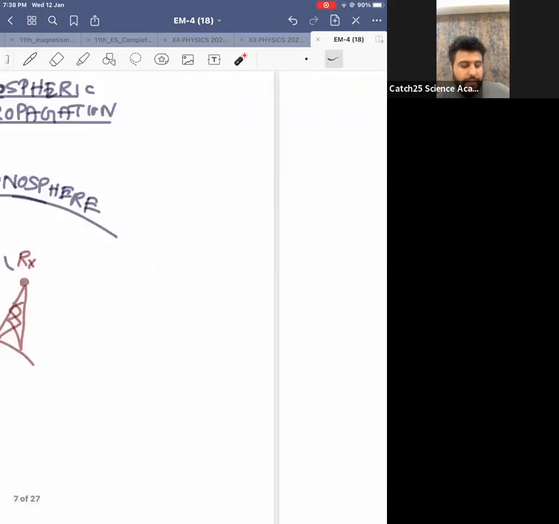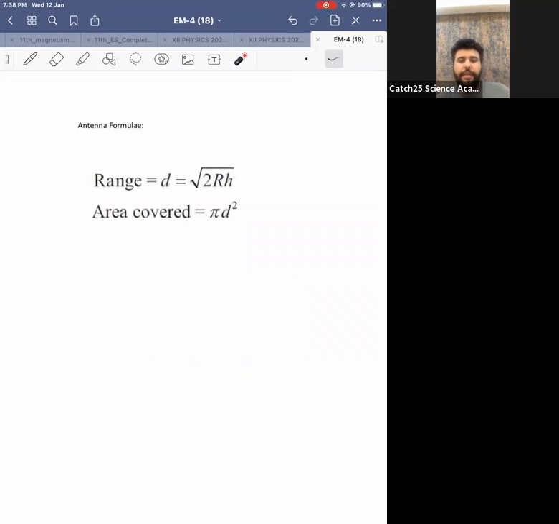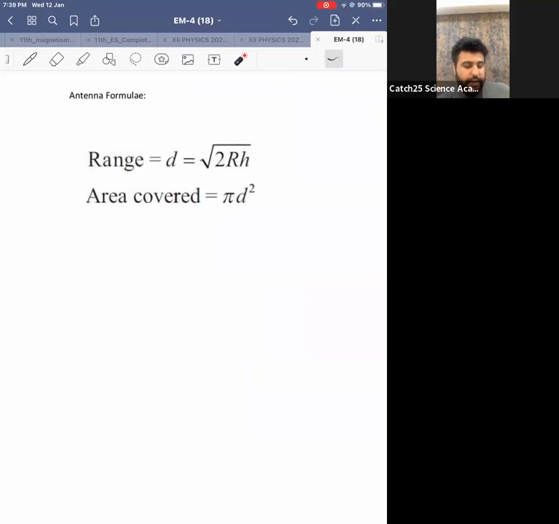Okay, now the next topic is antenna formulae. Write down, very important topic. Antenna formulae means what is the range and what is the distance covered by an antenna. Right now, write the side heading antenna formulae. Now listen. Don't write anything, just listen.